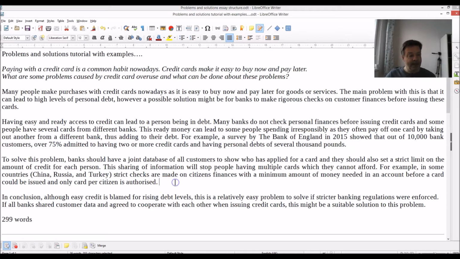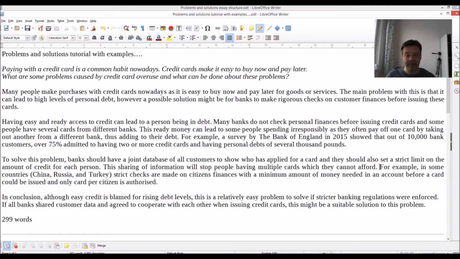Okay. Now, paragraph 3, what's the answer? The solution? Well, so to solve this problem, banks should have a joint database of all customers to show who has applied for the card, and they should also set a strict limit on the amount of credit for each person. Move it on. This sharing of information will stop people having multiple cards which they cannot afford.